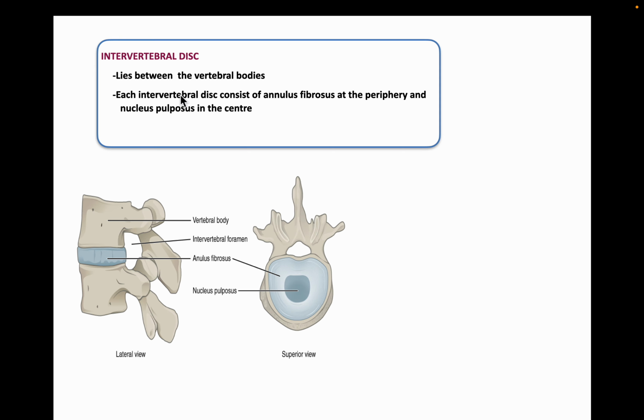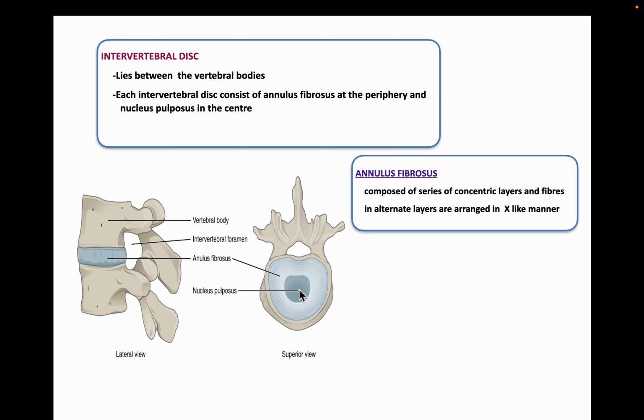Coming to the intervertebral disc, it lies between the vertebral bodies. So in between the vertebral bodies, this disc is lying. Each intervertebral disc consists of annulus fibrosus at the periphery, you can see here, and nucleus pulposus in the center. What is annulus fibrosus? It is composed of series of concentric layers, and fibers in alternate layers are arranged in crossed manner.